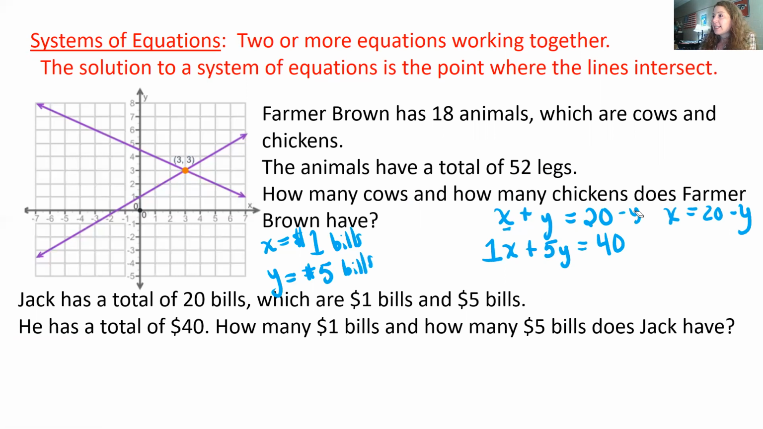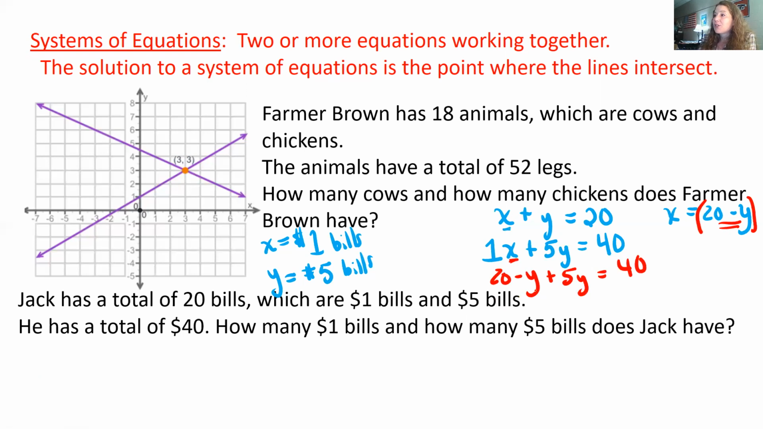I'm going to erase this because I don't want us to get confused. That's our original equation. And then the other equation has to do with the amount of money we have, all right? So I'm going to substitute this value for X into this equation. Well, if I use the distributive property, 1 times 20 minus Y is 20 minus Y, right? So I'm substituting, instead of writing X, I'm writing 20 minus Y. So that's what the value of X is right there. And then I'm going to bring down the rest of the equation.